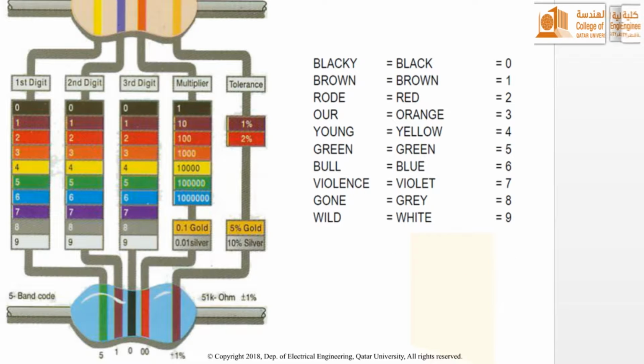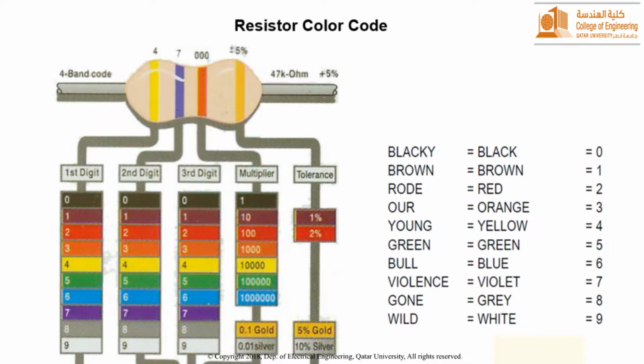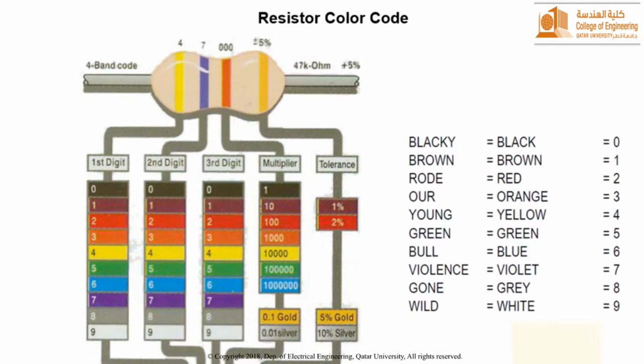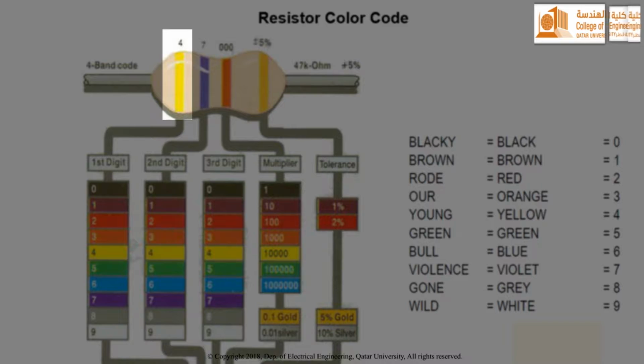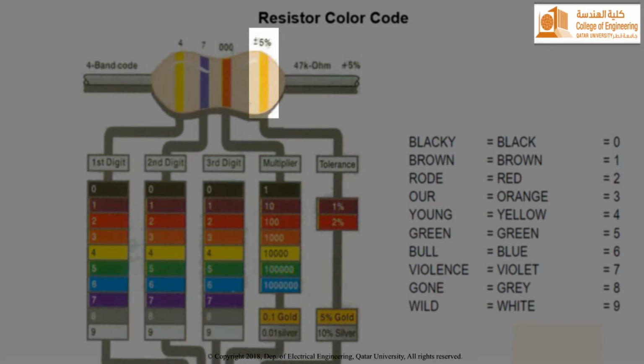After knowing the numbers associated with each color, let us take a look at some examples of how we can use that to find the resistance of the resistor. Let us look at this example, which is a 4-band code colored resistor, and then we look at a 5-band code. In a 4-band code, it means there are 4 colors. In order to read the resistor value, we start from the left, and the rightmost is the one which is used for tolerance. This is the tolerance.